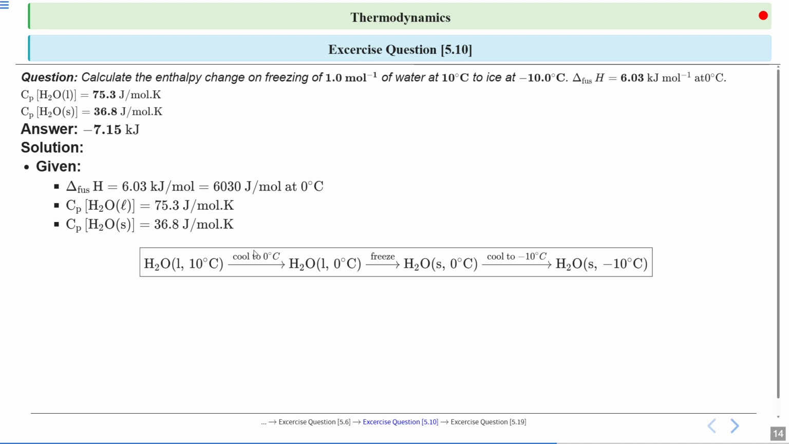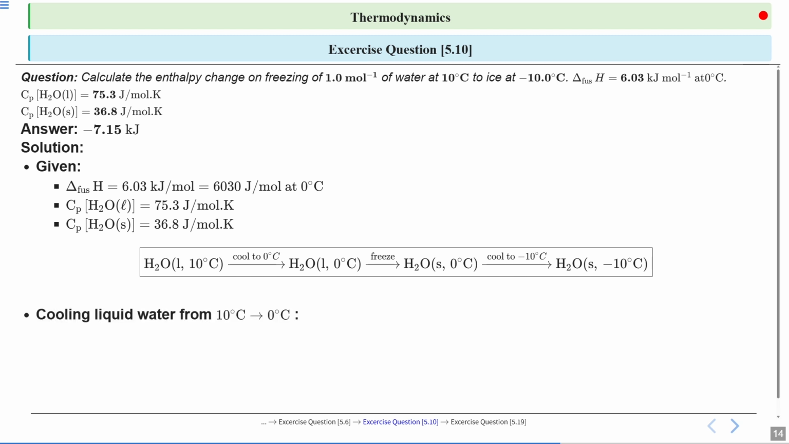Now the situation says that you have to start from liquid water. Then you have to move to 0 degrees Celsius with the water as liquid. At 0 degrees Celsius, there will be a phase transition from liquid water to ice. This temperature will be maintained at 0 degrees Celsius until the whole of the water is converted from liquid to solid. Then, once you have solid ice at 0 degrees Celsius, you have to take it to an even lower temperature, which is minus 10 degrees Celsius. So three processes are involved here, and you have to calculate the enthalpy change for each of these. Let us begin with the first part.